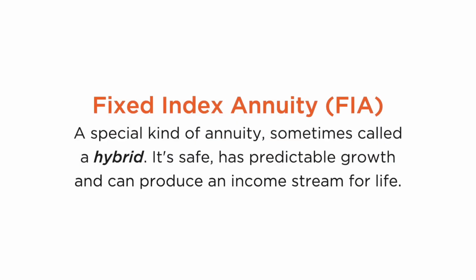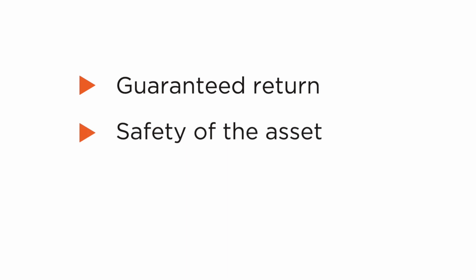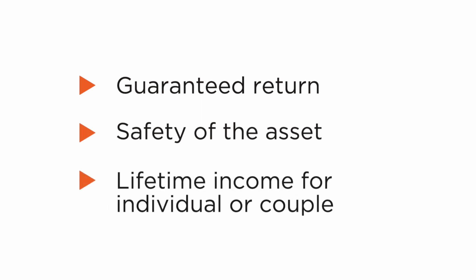Today we will discuss using a very specialized annuity called a fixed index annuity, or an FIA. We use this annuity often to replace the bond position and to create a private pension fund. Through this, we can get a guaranteed return or a predictable return. We can have the safety of the asset and know that we'll be able to create a lifetime income for a single or a couple.